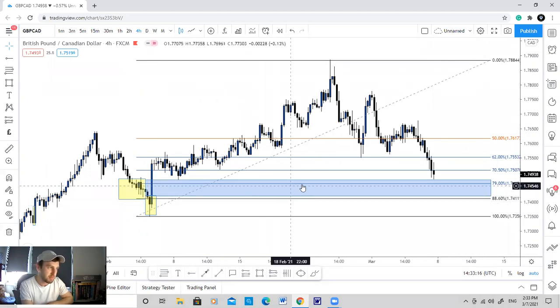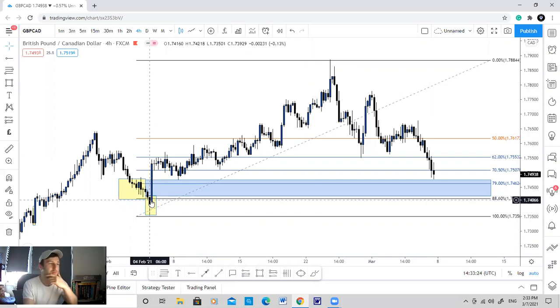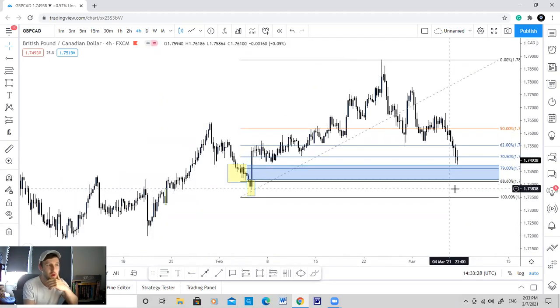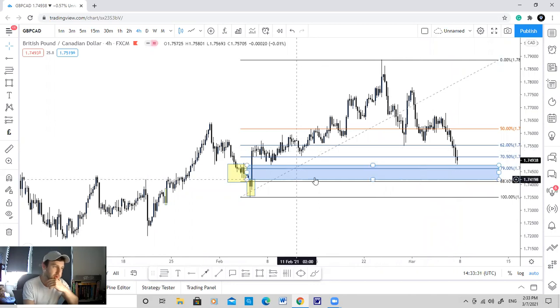I'm going to be watching this imbalance. I want to see how price comes back into this candle here with a black body, which will give us the 174 number over to the right there. So just keep an eye on this area. I'm expecting to see a push. It's got a lot of potential to go to the upside. So again, just stay tuned.